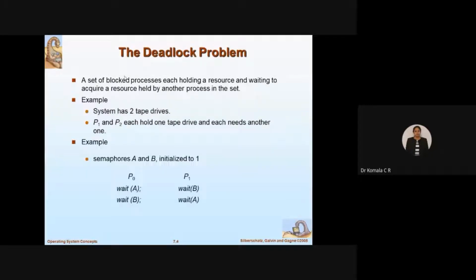So let us understand what the deadlock problem is. Take an example of a set of blocked processes, each holding a resource and waiting to acquire a resource held by another process in the set. Say you have processes P1, P2, P3, P4, and so on.